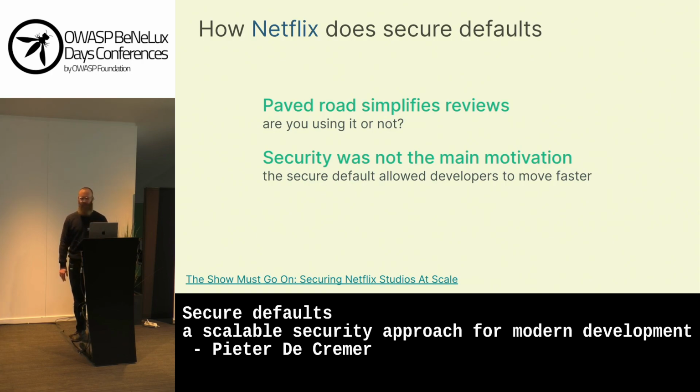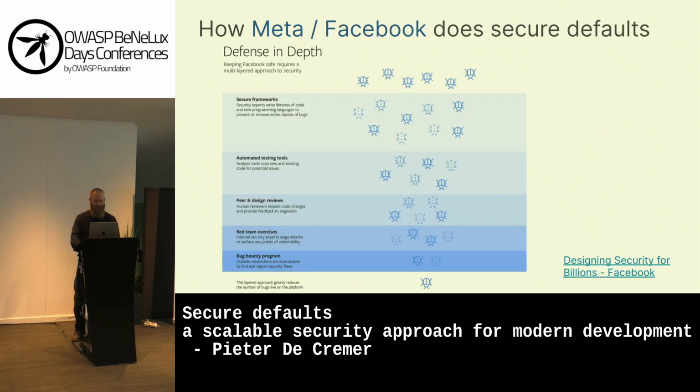They noticed a few benefits from doing this. So these paved roads, is what they call it, these secure defaults, simplified reviews of code. It became a Boolean question, as I suggested before. Are you using what we built for you, yes or no? And they also noticed that, well, security is not the main motivator for adopting them. You need to make it attractive for developers to use.